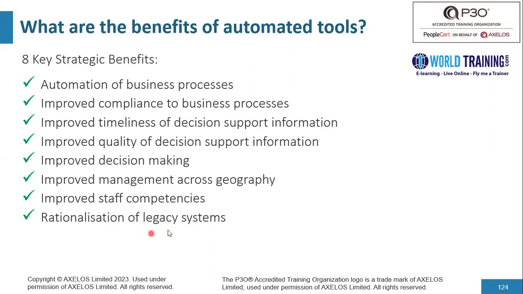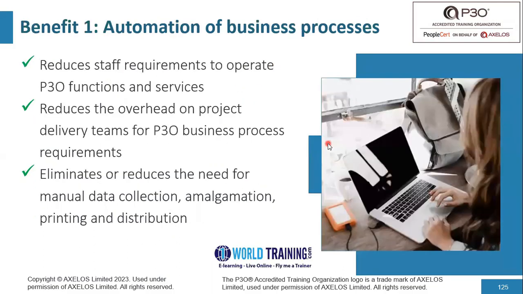Now, the word rationalization means a way of terminating some of the legacy systems and moving on to, for example, cloud-based automated solutions. So let's do a deep dive on each of these benefits. Let's start off with the first one, automation of business processes. So let's understand the benefits in a slightly better way. So what does automation of business processes entail?